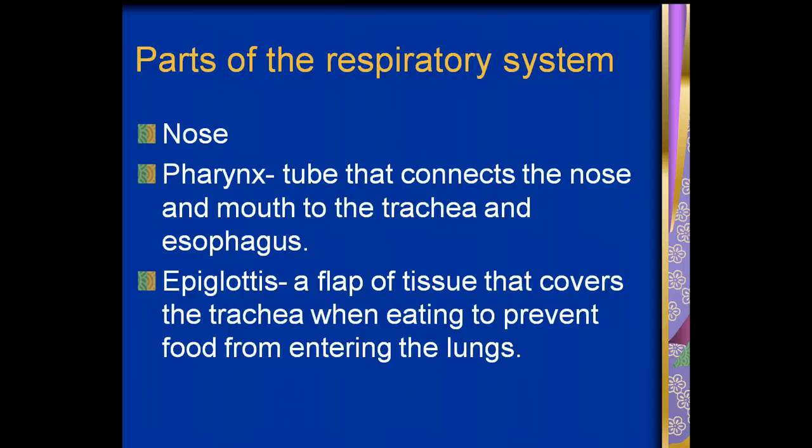One of the parts of the respiratory system is your nose. Your nose helps filter the air, filter any dust or things that are stuck in the air as they come into your body. It also starts the process of moistening the air. The pharynx is a tube that connects the nose and mouth to the trachea and esophagus. At the base of the pharynx is the epiglottis. The epiglottis is a flap of tissue that covers the trachea when you're eating to prevent food from entering the lungs.